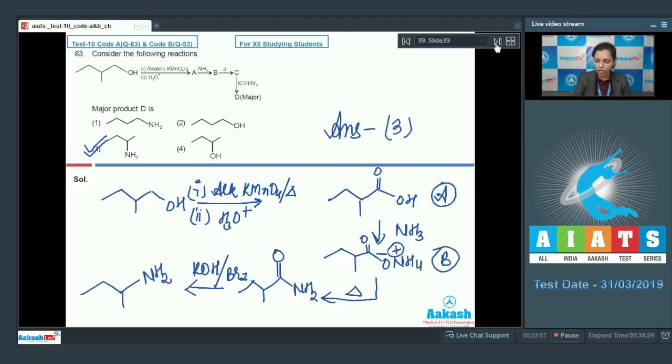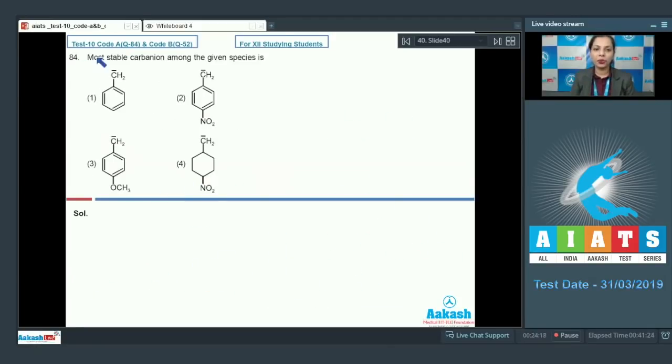After this, there's another question. Question number 84. Most stable carbanion among the given species is? In this case, we have different carbanions. And if you look at option 1, 2 and 3, benzene ring is there. It means we have the benzyl carbanions. But if I talk about this ring that's given in option 4, this is not an aromatic ring. It means stability is least in this case. Now we have to just find out the most stable carbanion.